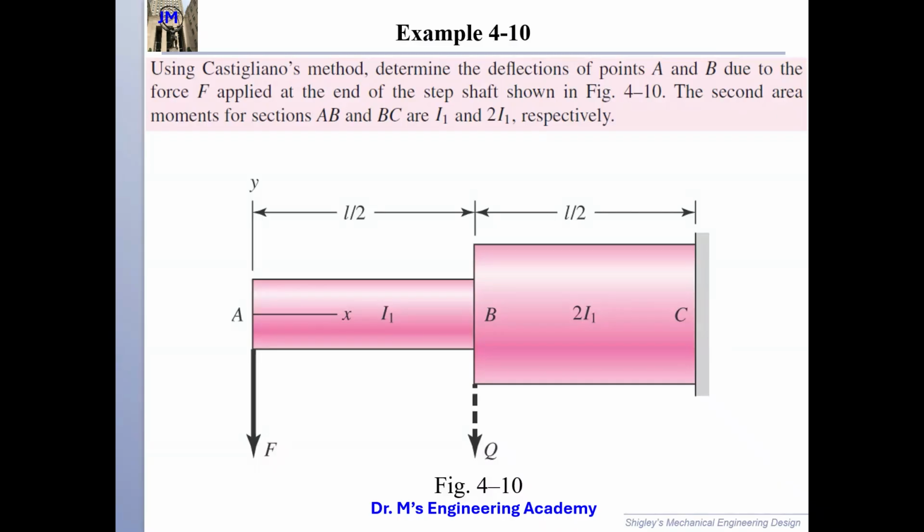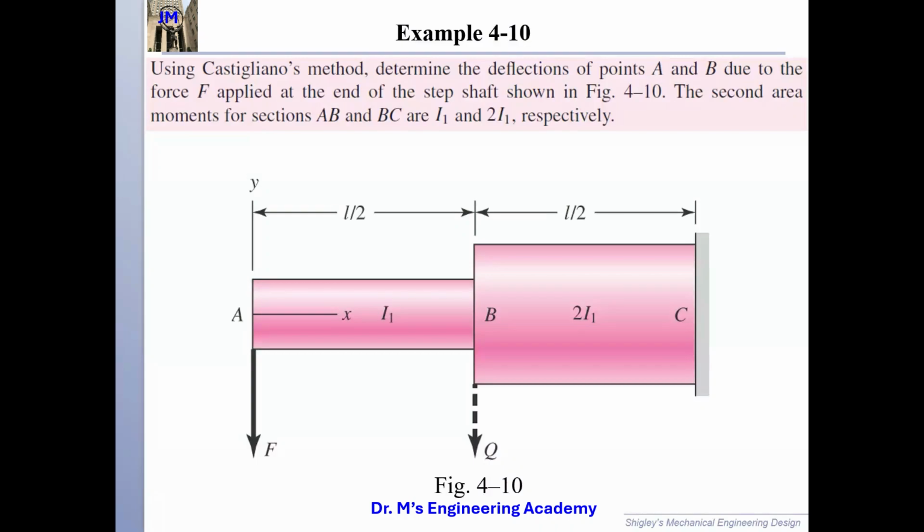Then we can use that equation for delta_i. So this is delta_A, and delta_A equals dU over dF. So from this equation here for the first one, you can see delta_i equals 1 over EI times the integral of M, dM over dF, dx. You guys agree?